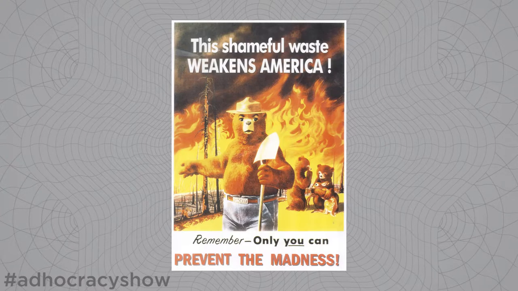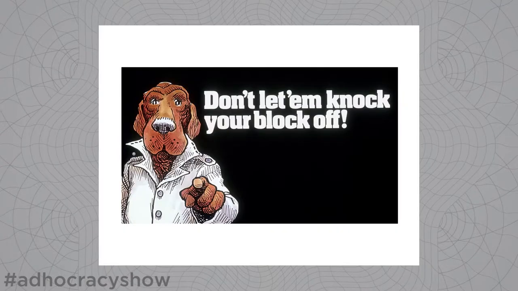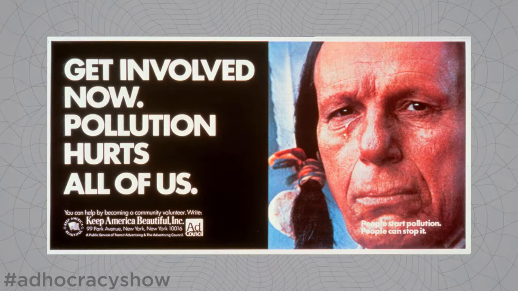If you're not familiar with the name the Ad Council, you are definitely familiar with their work. They're responsible for creating characters like Smokey the Bear, who is now known as Smokey Bear. They created McGruff the Crime Dog. And the Crying Indian campaign, which we covered.